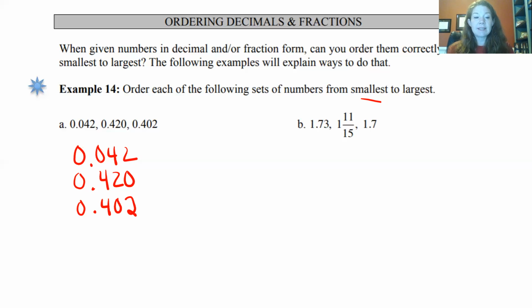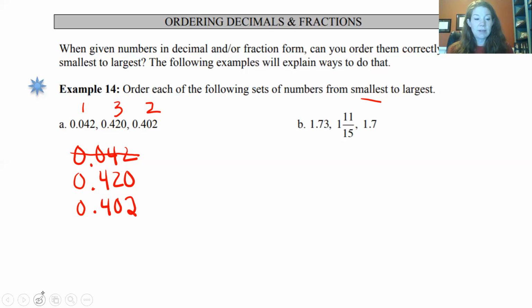Well, 0 tenths is always going to be smaller than 4 tenths. So since this place value is 0 and these are 4s, that means that this is the smallest number. So this is going to be in first place because we're going to order them from least to greatest. Now, since the 4s match, they're both 4 tenths, then we compare the hundredths place. So 2 hundredths is greater than 0 hundredths. So the third number is in the middle, and the largest number is the second.